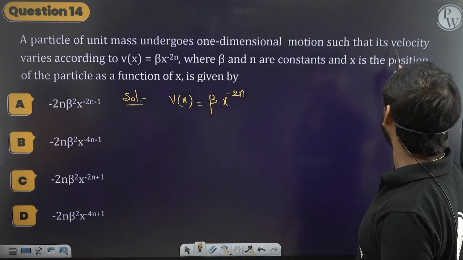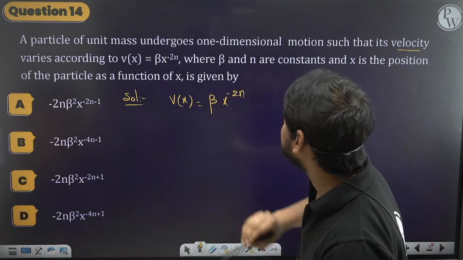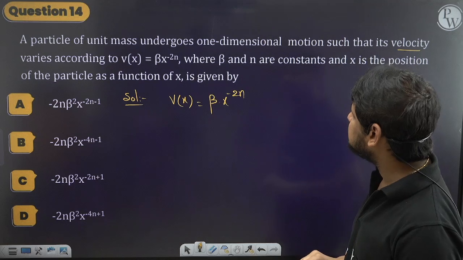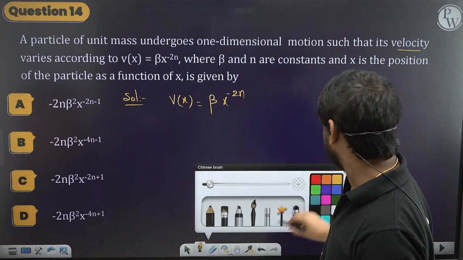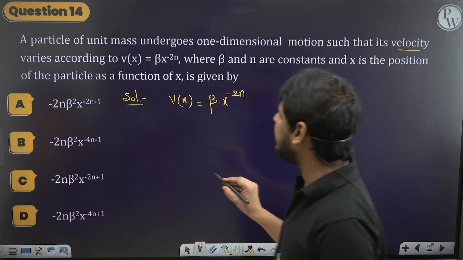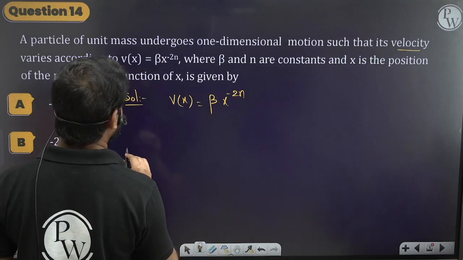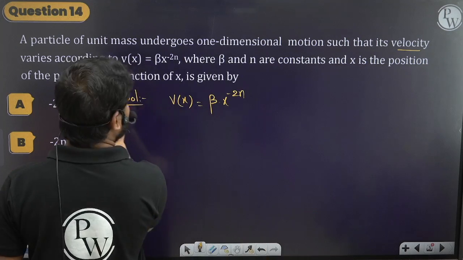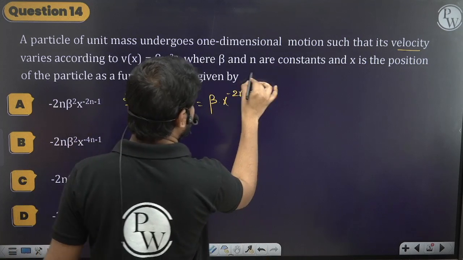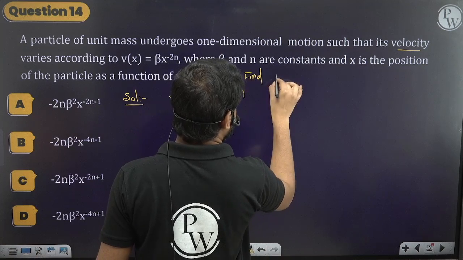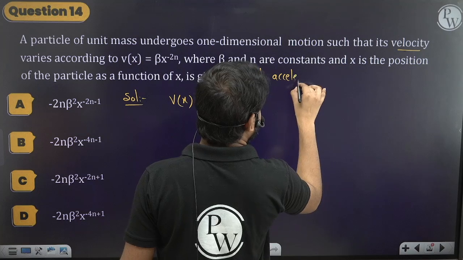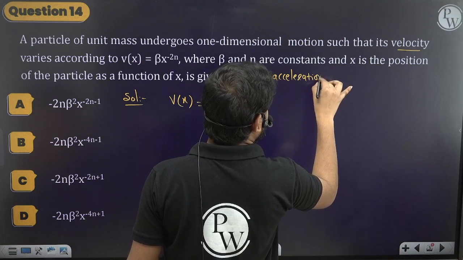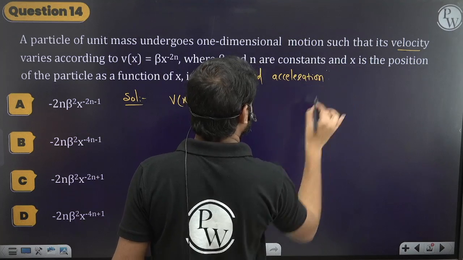Velocity is given, so what do we have to find? I guess we have to find the acceleration. The question is given wrong, so find the acceleration. Write the question: find acceleration. Okay, let's start here.